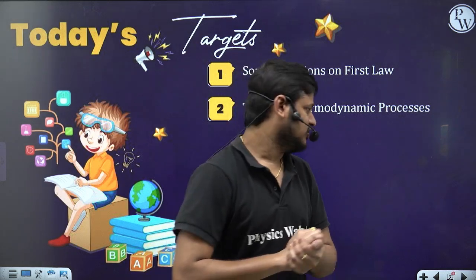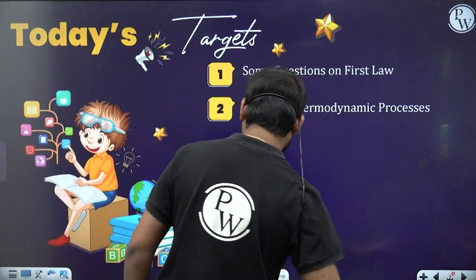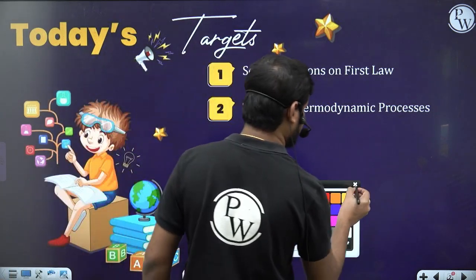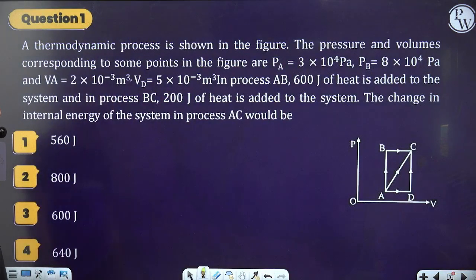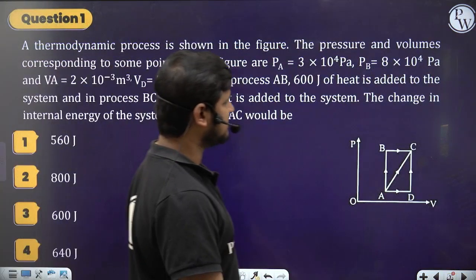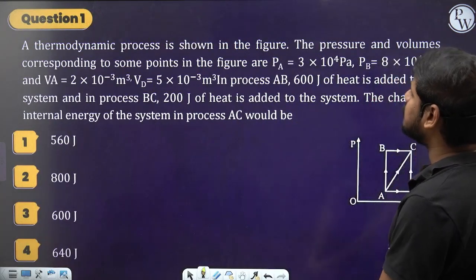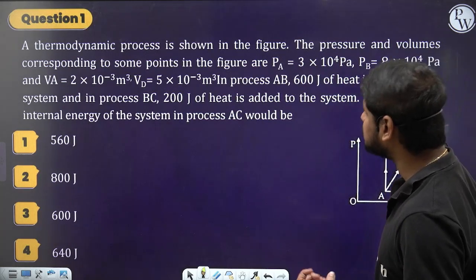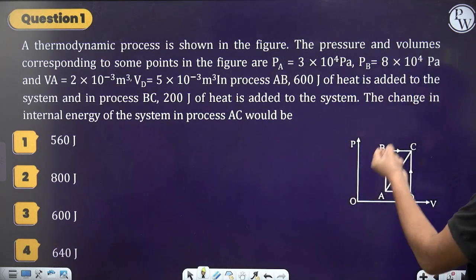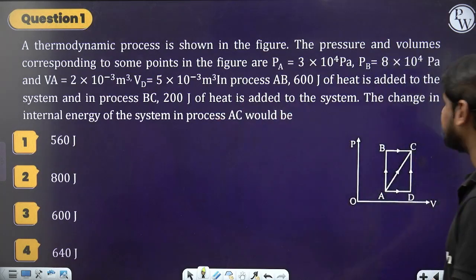Okay, chalo. So let's get into today's topic, guys. Let me deal with some questions first. Try to understand the given questions. The questions are long, but the answers are easy. So just have a look at the question first. A thermodynamic process is shown in the figure. The pressure and volumes corresponding to some points in the figure are PA and PB values given. VA and VD volumes are given.